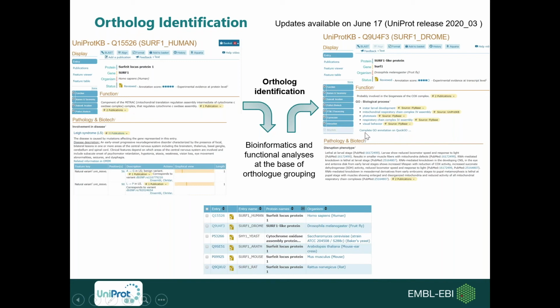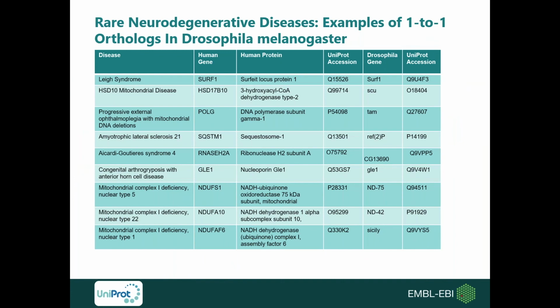The protein orthologs are then annotated as well based on relevant literature, and we add following information such as function, gene ontology terms, as well as disruption phenotypes. In the disruption phenotype, we annotate knockout and knockdown information, as well as mutagenesis assays with more specific amino acid changes, which might give valuable insight into protein deficiencies and disease development. Here, a short list of rare neurodegenerative diseases where we could identify one-to-one orthologs in the fruit fly Drosophila melanogaster, and where our curators are currently working on.